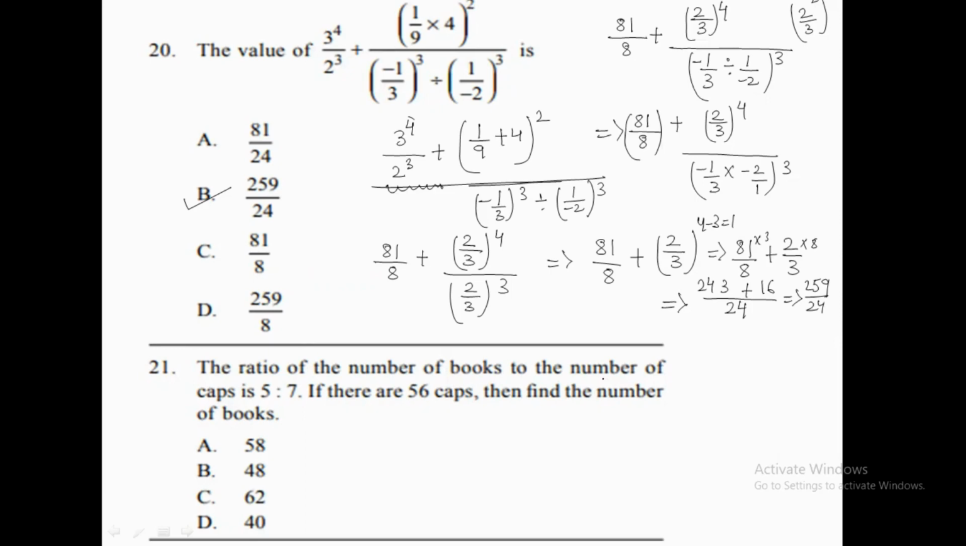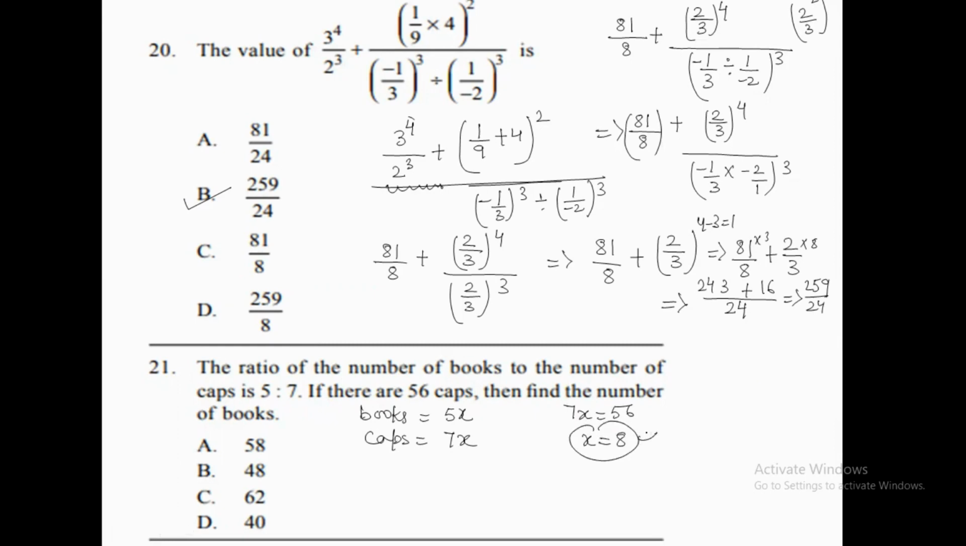Now we need to solve the 22nd question. The ratio of the number of books to the number of caps is given over there. If there are 56 caps, then we need to find the number of books. So the number of books will be 5x, and the number of caps will equal 7x. The number of caps is given as 56, so 7x is equal to 56. What is the value of x that we find from here?